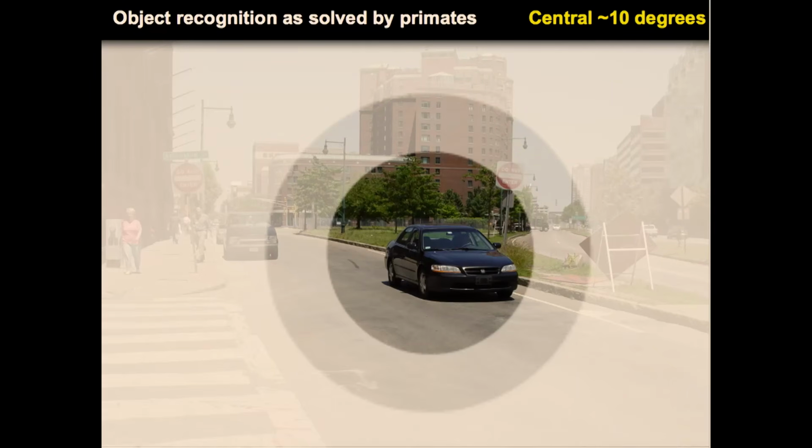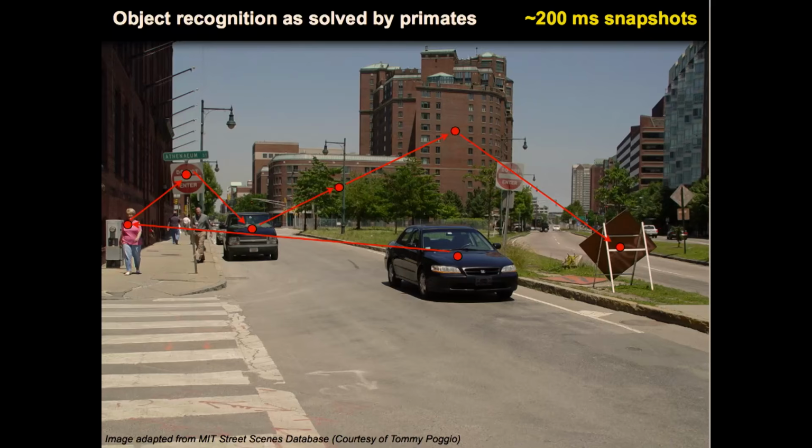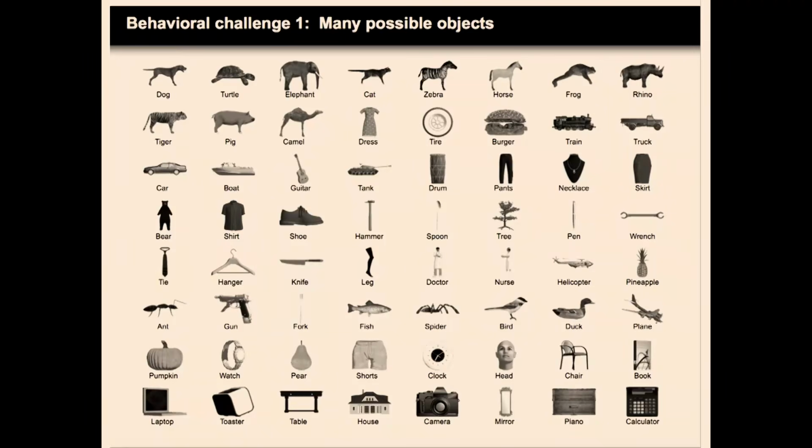Humans and other primates, when we solve object recognition, are mostly using the central 10 degrees of vision, because we look around at stuff that we want to recognize. We make eye movements around scenes. You can make 3 to 4 saccades a second. So you can think of object recognition as consisting of brief snapshots, maybe 200 milliseconds. You look from one thing to the next, and you're mostly able to recognize what's there from these brief snapshots.